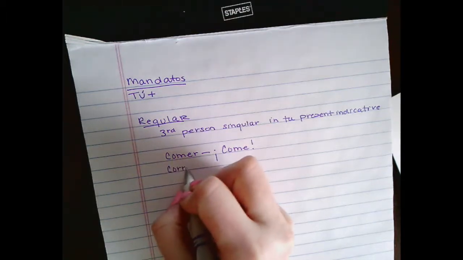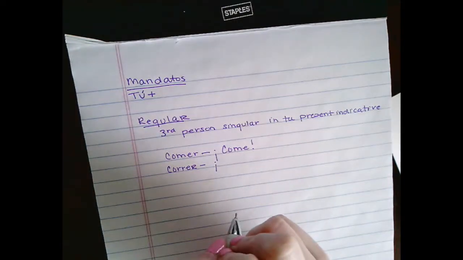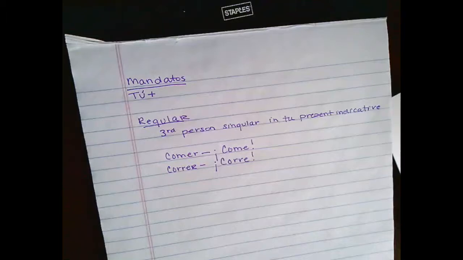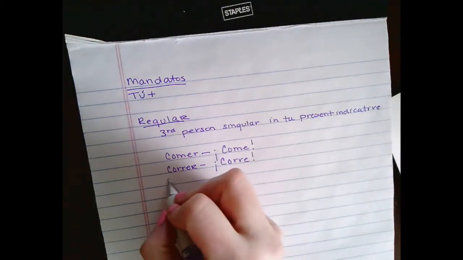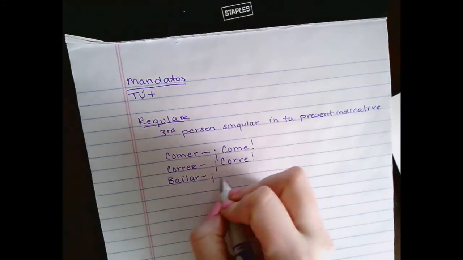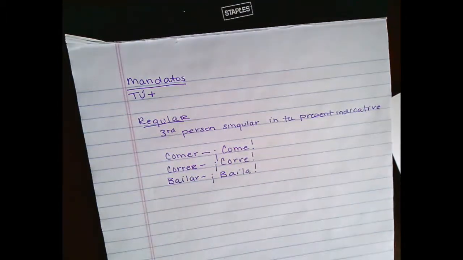We could use the verb correr, maybe you're in an emergency, the verb to run. That command would look like corre, run. And one more, we can use the verb bailar, which is to dance, and that would give us baila, dance. So pretty normal, those regular tú commands.